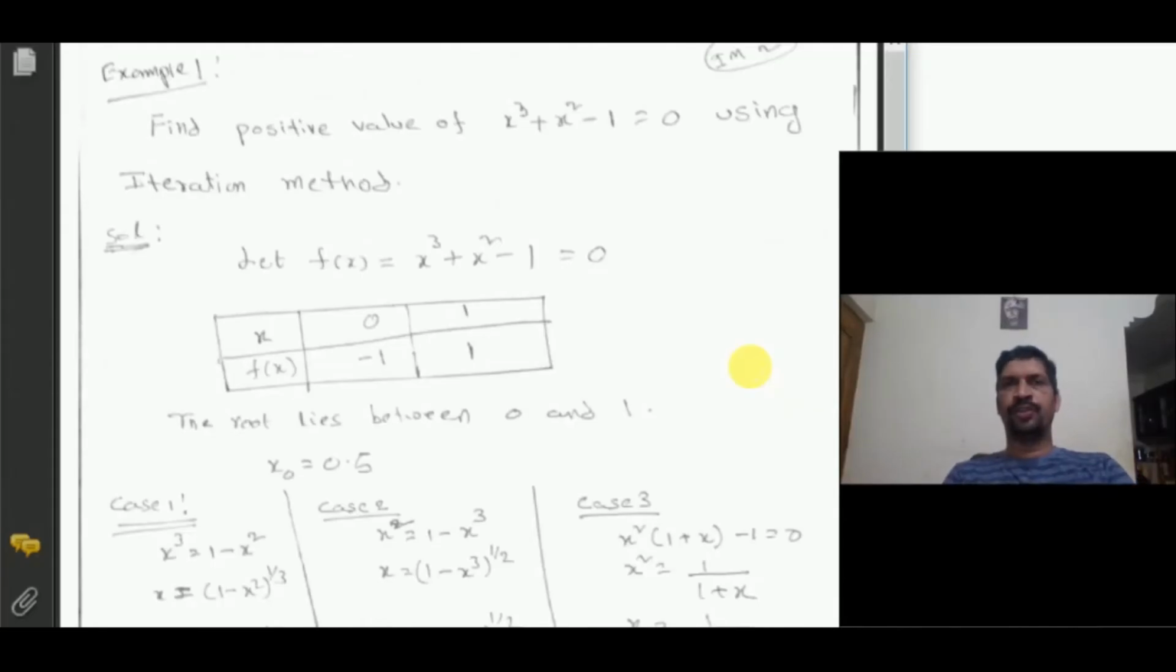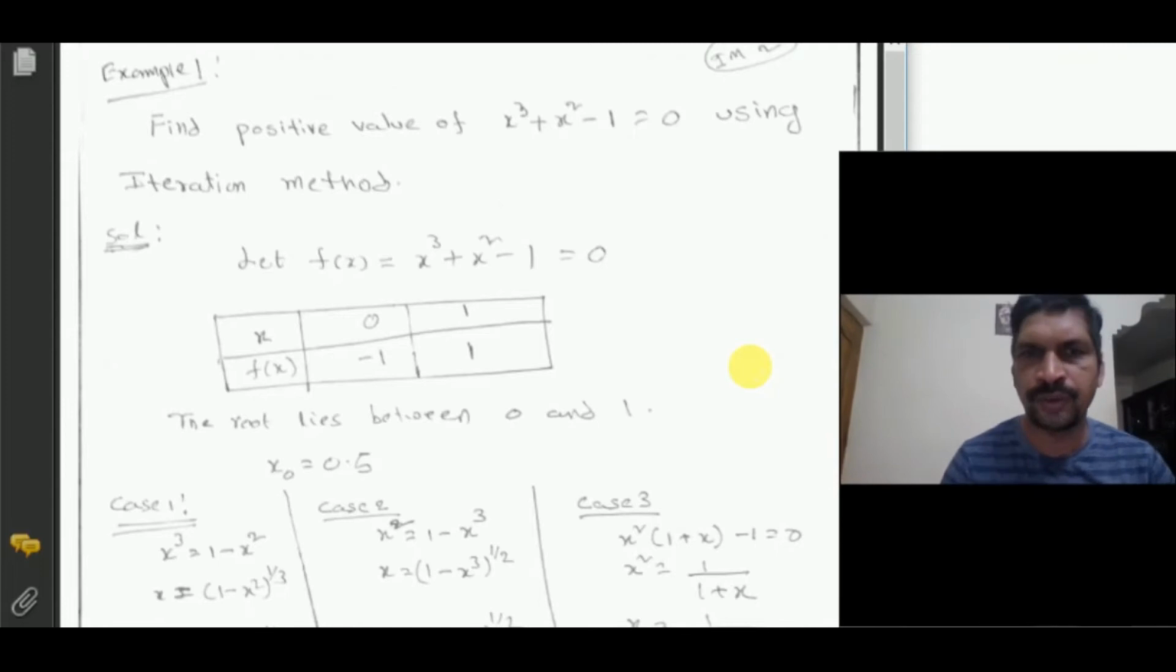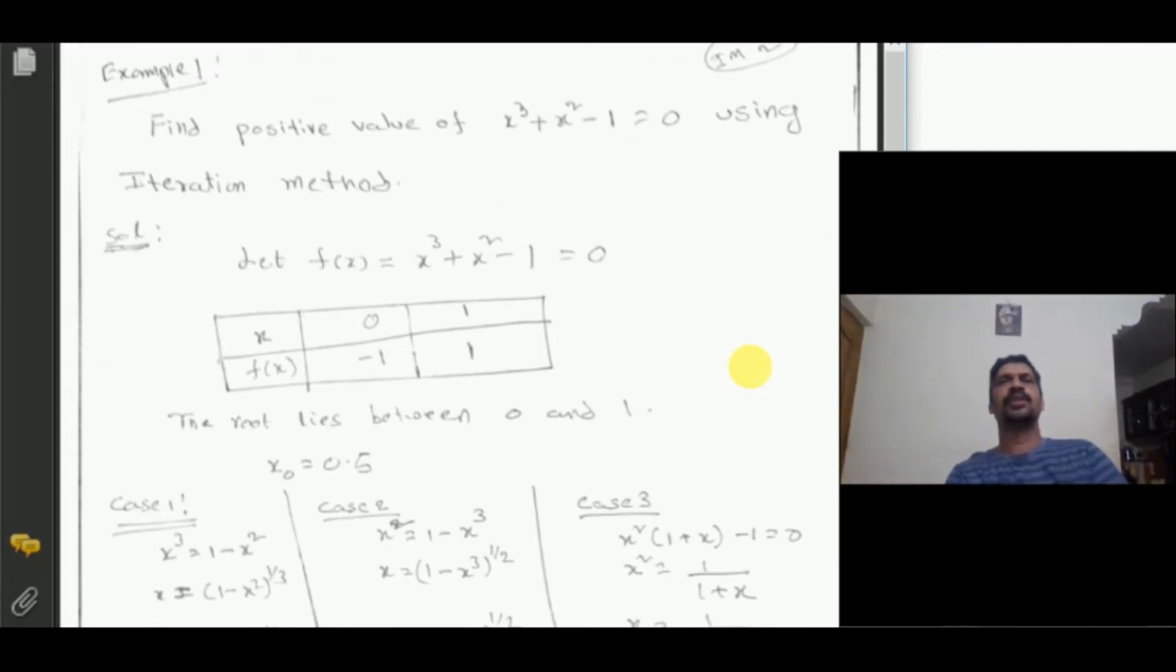Example 1. Find the positive root of x cube plus x square minus 1 equal to 0 using iteration method. Initially we assume f of x equal to x cube plus x square minus 1. At x equal to 0, f of x value is minus 1. At x equal to 1, f of x value is 1. So the root lies between 0 and 1. Not only 0.5, we may assume 0.1, 0.2 or 1, anything. The root lies between 0 and 1, so I am assuming the initial value is 0.5.